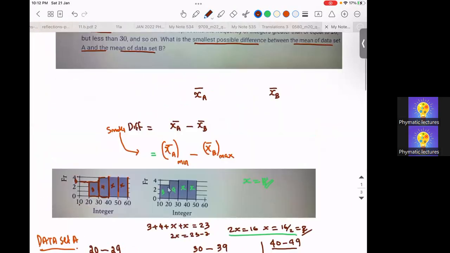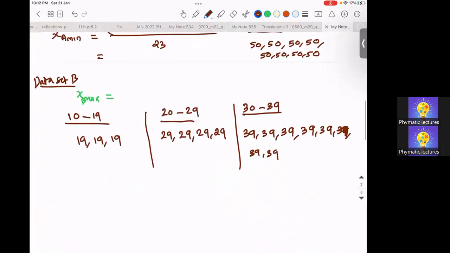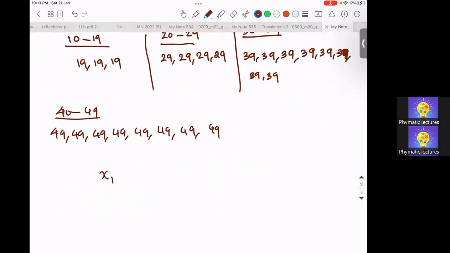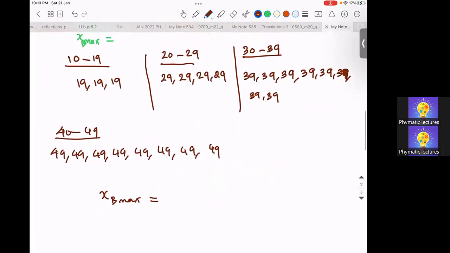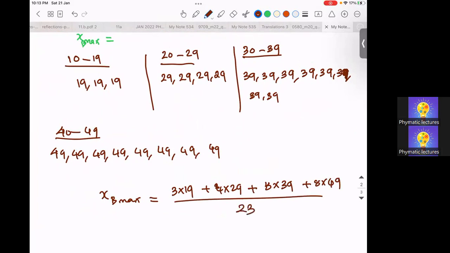And finally, from 40 to 50, so 40 to 49, the maximum value is 49. 49, how many times is it present? 8 times. So how will you find the maximum mean for this data set? 3 times 19 plus 4 times 29 plus 8 times 39 plus 8 times 49, divided by 23. Because for both data sets there are 23 integers.